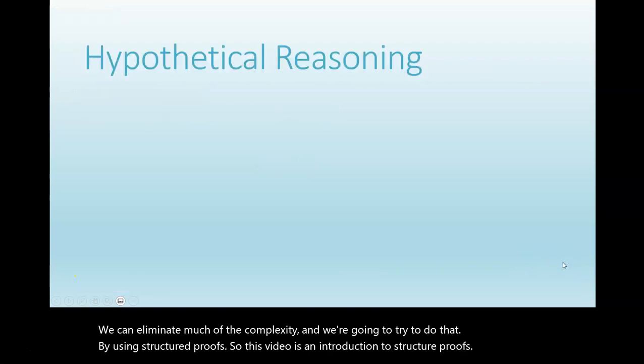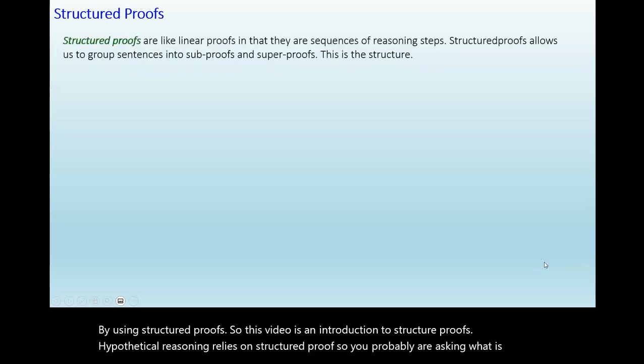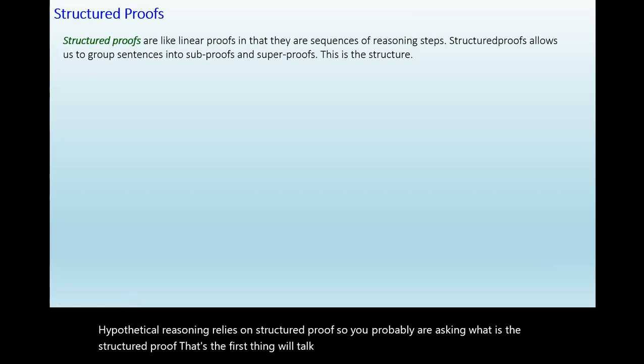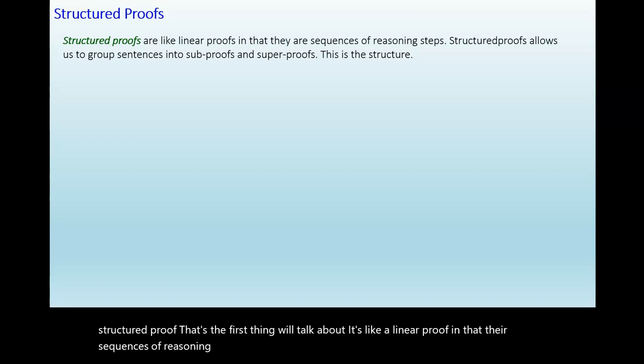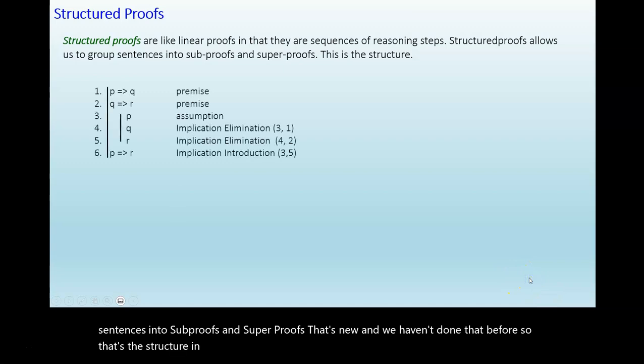Okay. Hypothetical reasoning relies on structured proofs. So you probably are asking, what is a structured proof? That's the first thing we'll talk about. It's like a linear proof in that there are sequences of reasoning steps, just like we did before. Structured proofs allow us to group sentences into subproofs and superproofs. That's new. We haven't done that before. So that's the structure in the structured proof. So let's see what it looks like.